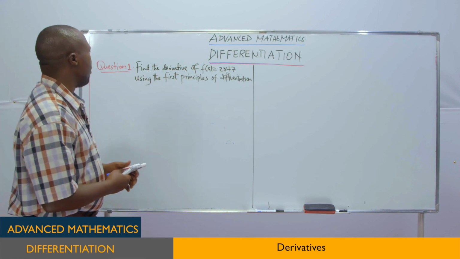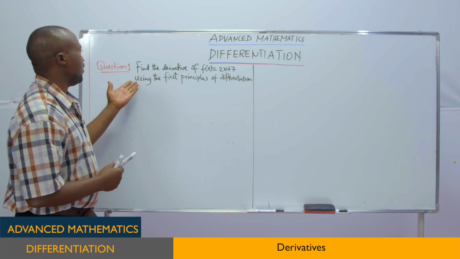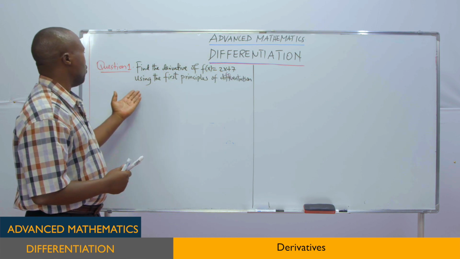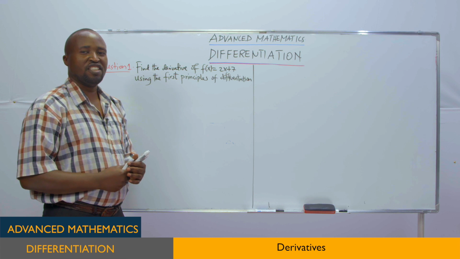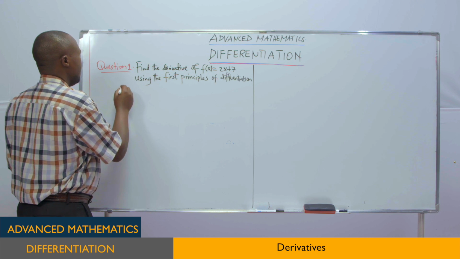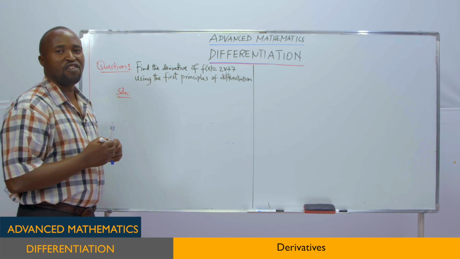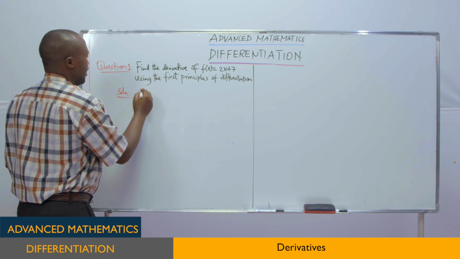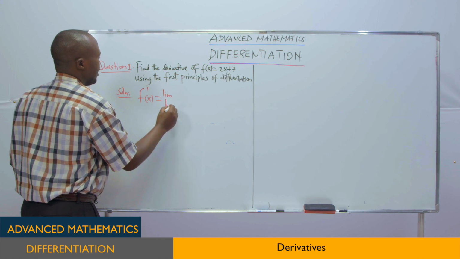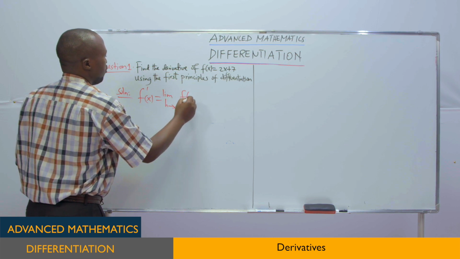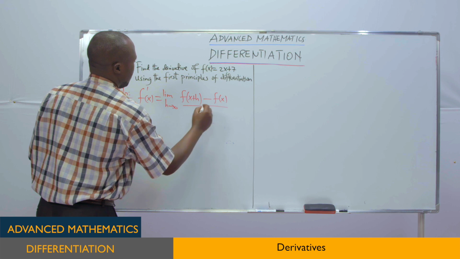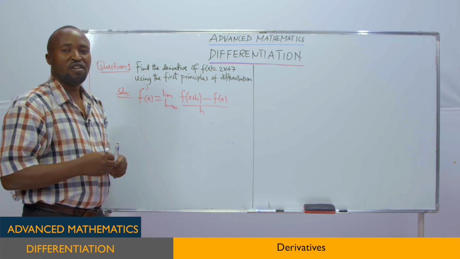So, my dear student, this is our first review question. That is, find the derivative of f of x is equal to 2x plus 7 using the first principles of differentiation. So, you remember our general formula to find the derivative of a function from first principle is given by f dash of x is equal to the limit as h approaches 0 of f of x plus h minus f of x over h. So that is our general formula.